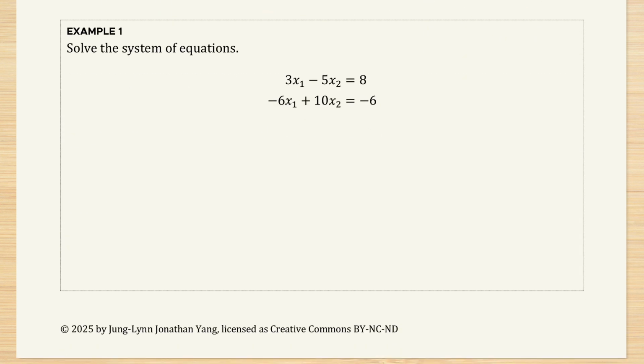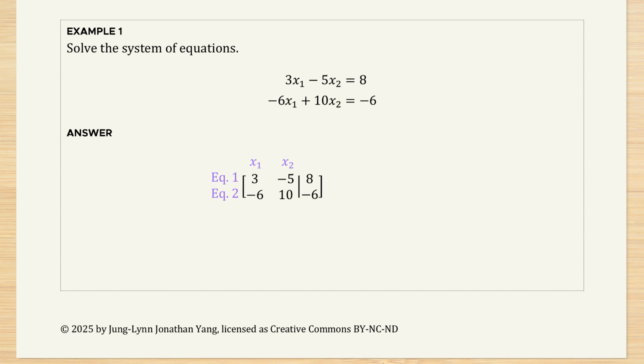We're asked to solve the system of 2 equations and 2 unknowns. The unknowns are x1 and x2. We transfer the information from the system of equations into an augmented matrix. The first column will be x1 and the second column will be x2. The third column will be the answers, or some people call them constants. The first equation has 3x1, -5x2, and the answer, or constant, is 8. The second equation has -6x1, 10x2, and is equal to -6.